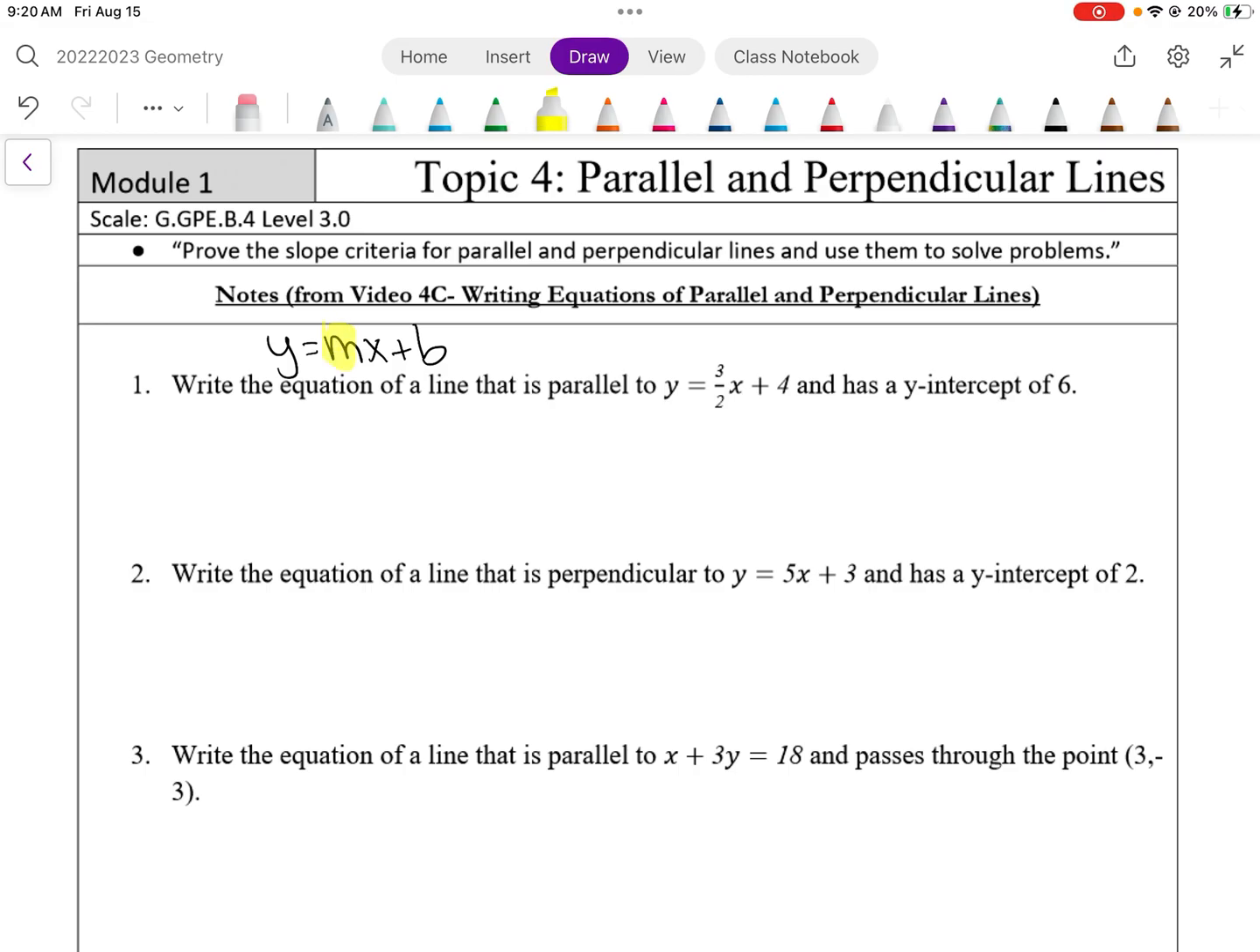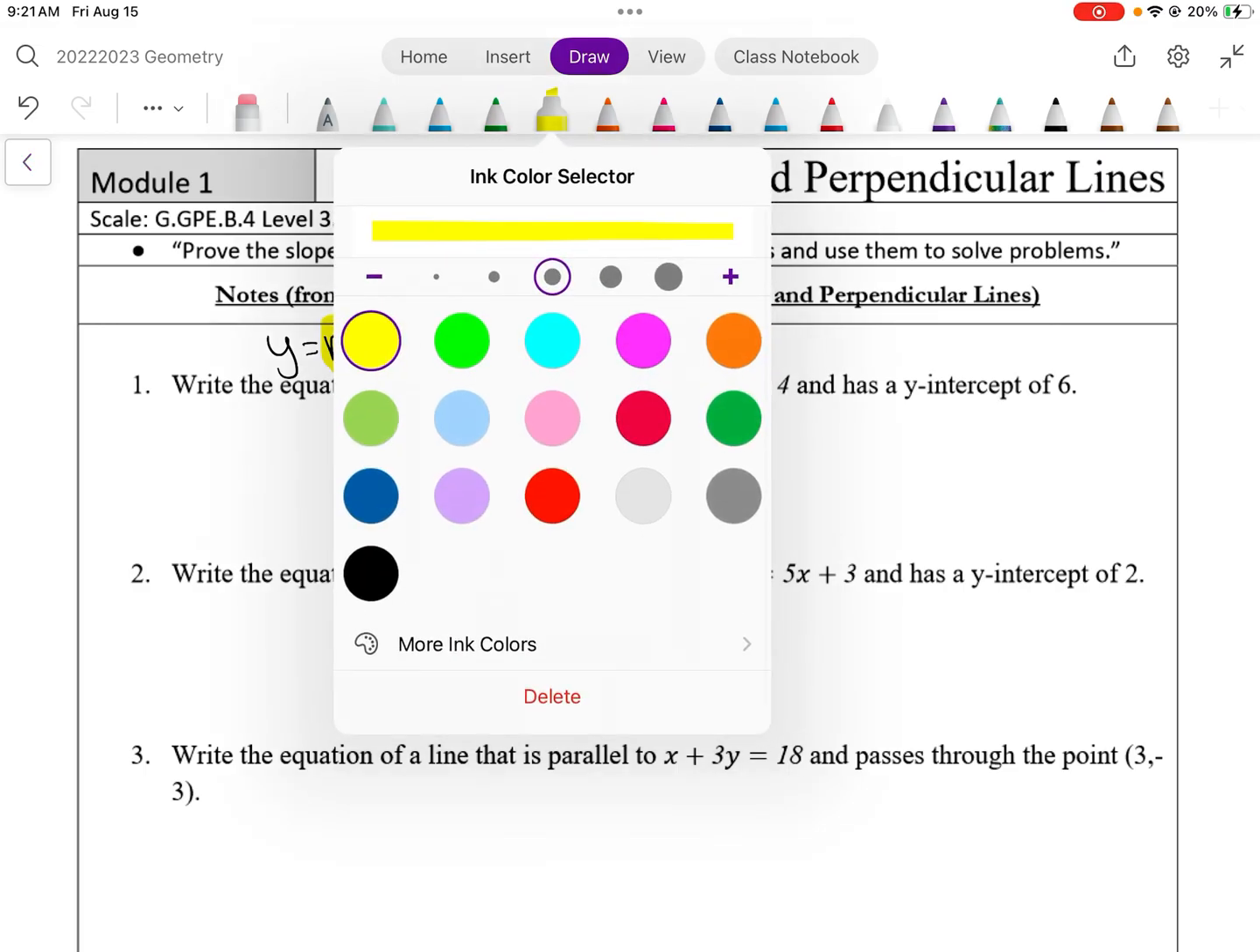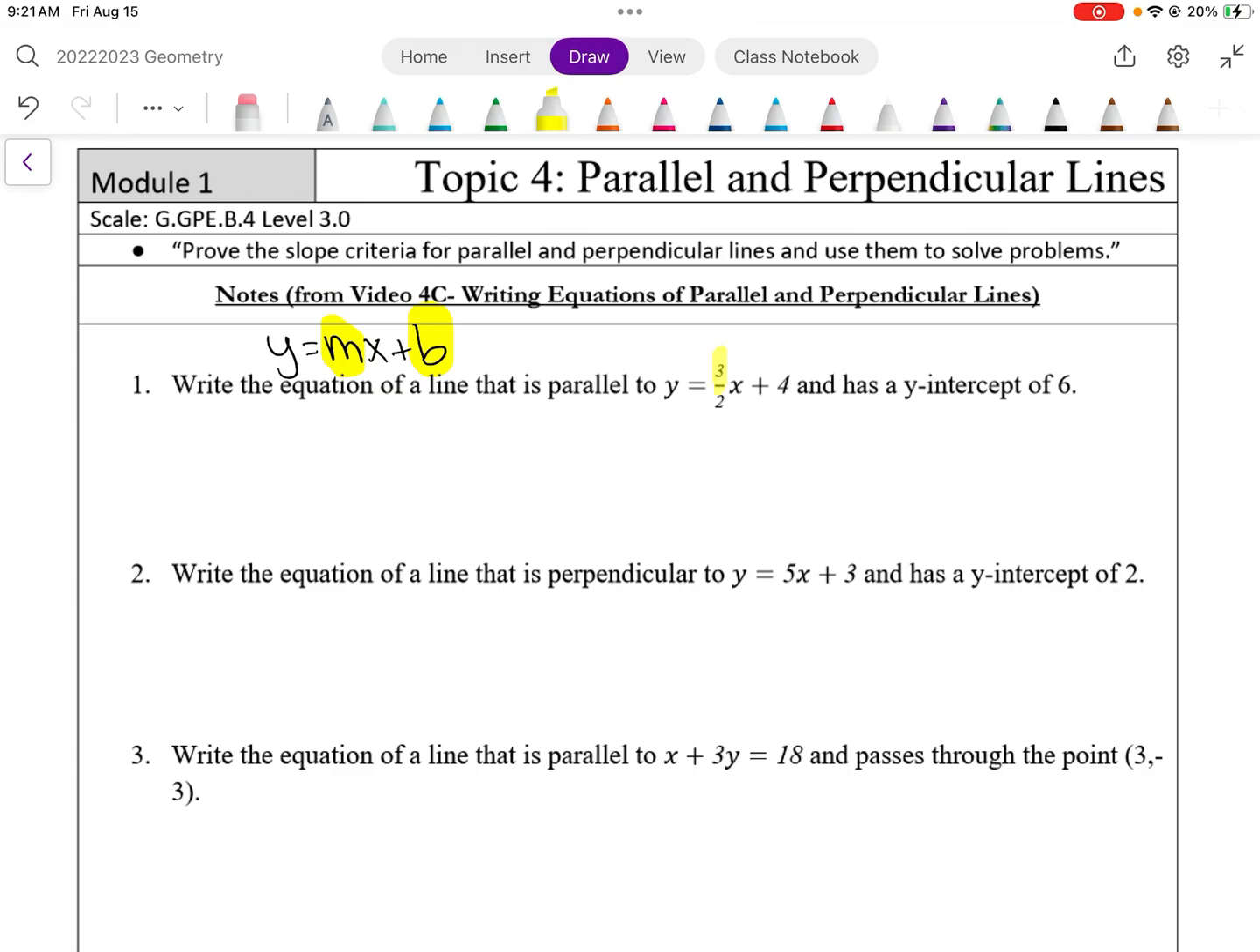So remember, when we're writing the equation of a line, we're usually in slope-intercept form, y equals mx plus b. And to write the equation of a line, these are the two key pieces that we need. We need the slope, we need the y-intercept. So number 1, write the equation of a line that is parallel to y equals 3/2 x plus 4 and has a y-intercept of 6. So do we have everything we need to write this equation? Do we have the slope? And do we have the y-intercept? I would say we have both of these, okay?